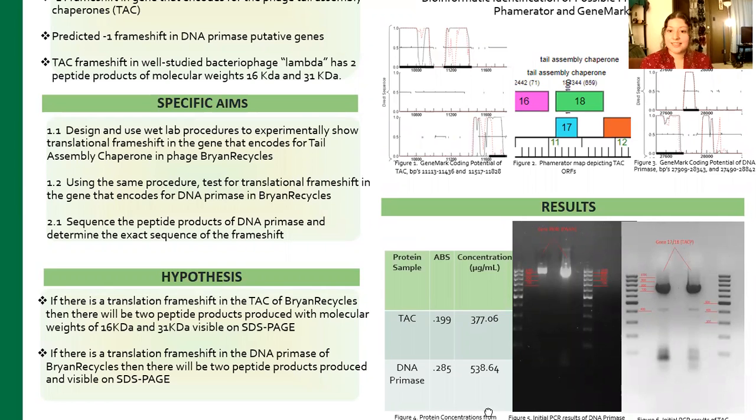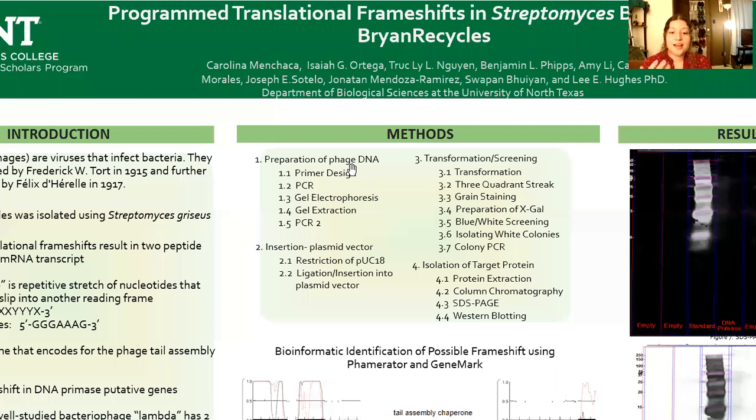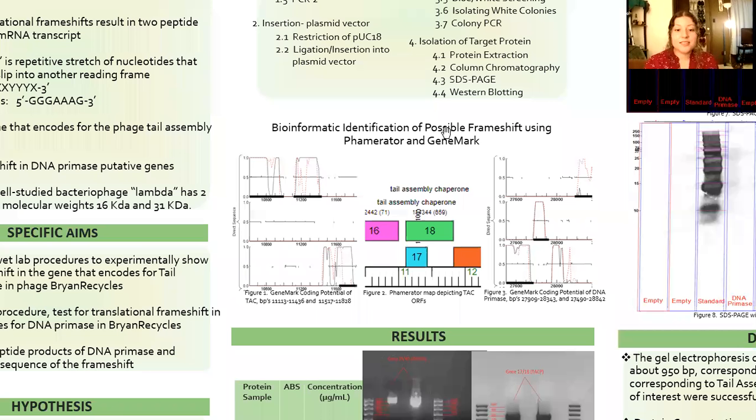positive control. So our methods: we'll isolate and purify our target DNA, insert that into a plasmid, which E. coli will then uptake and then produce our protein of interest. The protein of interest will be isolated and purified for further analysis. This is bioinformatic identification, so we just use computer software to predict and find possible frameshifts.